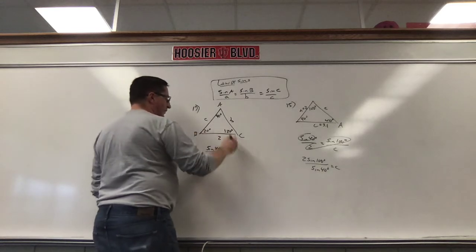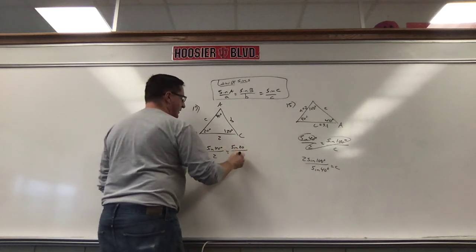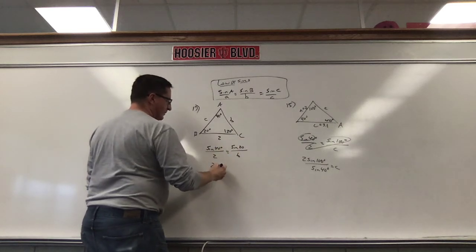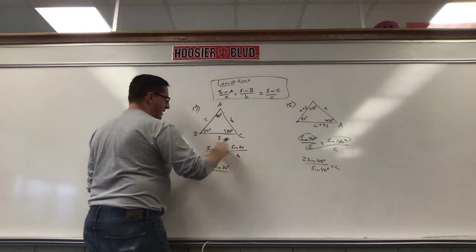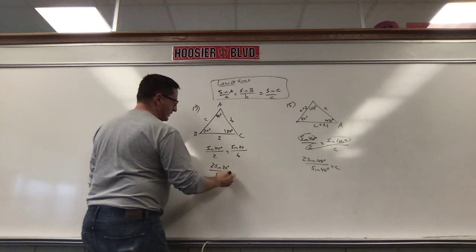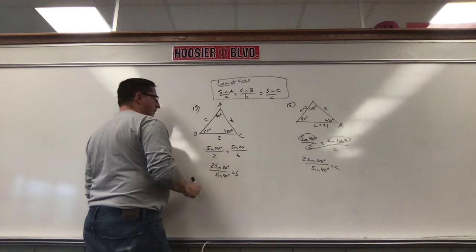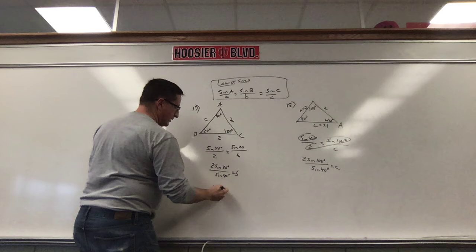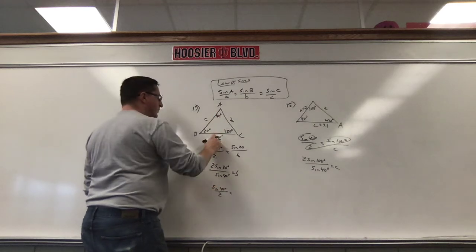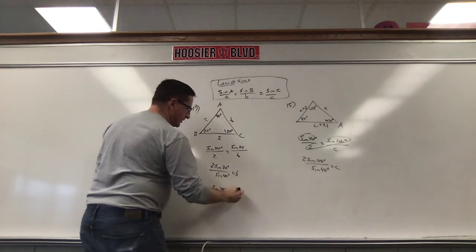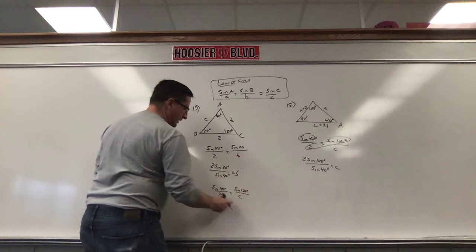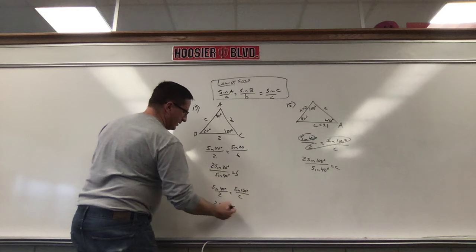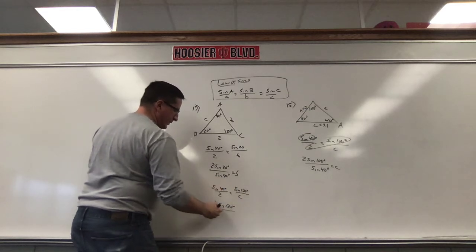So the sine of 20 over little b. We cross multiply and divide. So 2 times the sine of 20 and divide by the sine of 40. It's going to be little b. And then we've got to find little c. So again, I'm going to stick with the sine of 40 over 2. Sine of 40 degrees over 2 equals the sine of 120 over c. We cross multiply, 2 sine 120, divide by the other one, sine of 40.